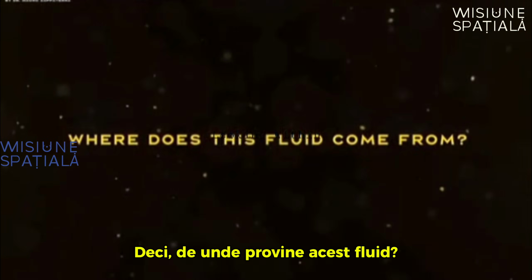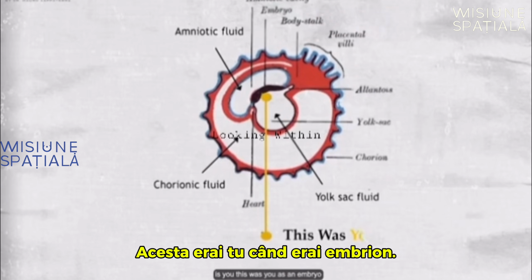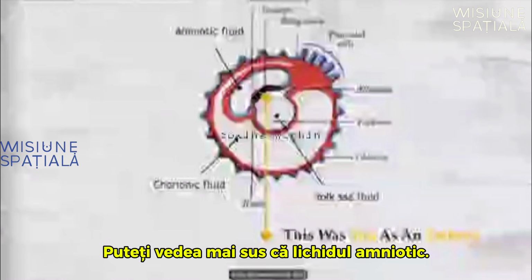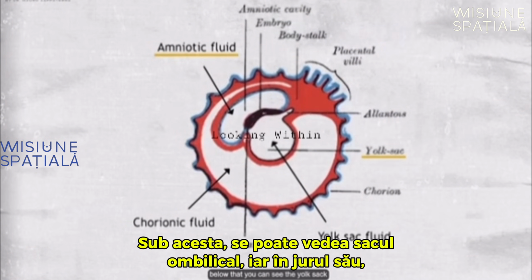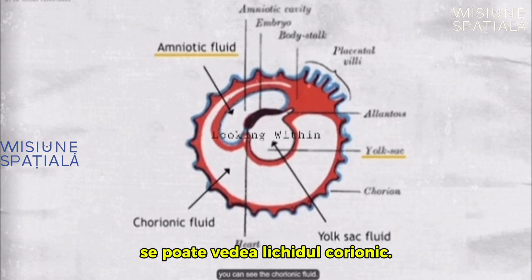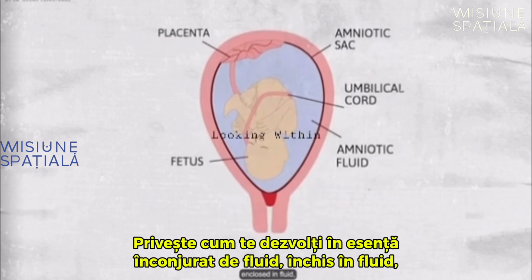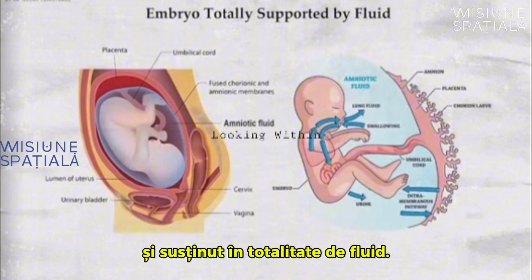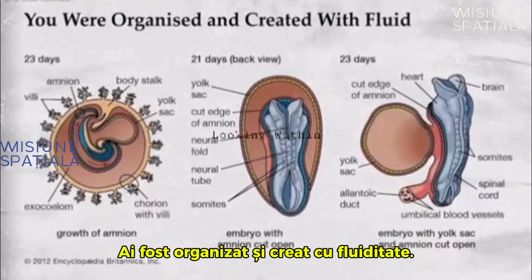So, where does this fluid come from? Well, that little black spot in the middle of that image is you. This was you as an embryo. You can see above that the amniotic fluid, below that you can see the yolk sac, and all around it you can see the chorionic fluid. Look at how you are essentially developing surrounded by fluid, enclosed in fluid, and totally supported by fluid. You were organized and created with fluid.